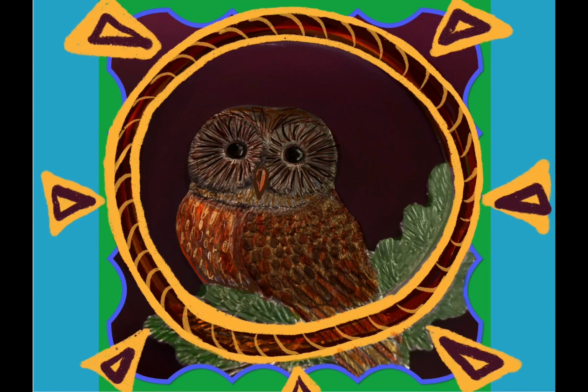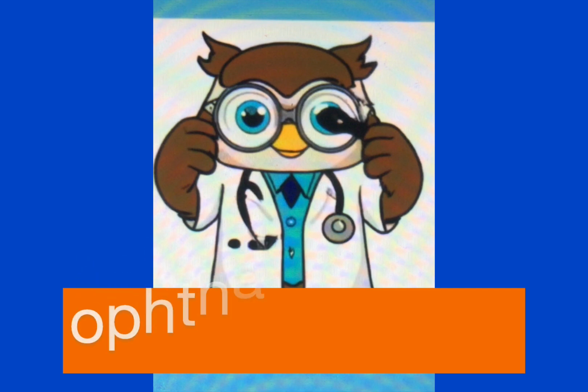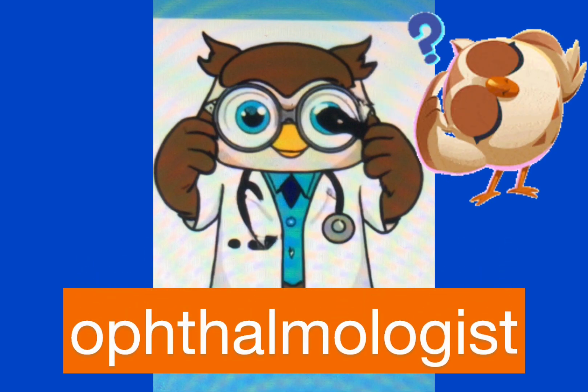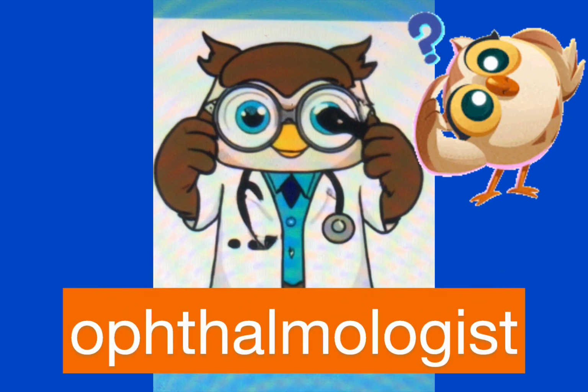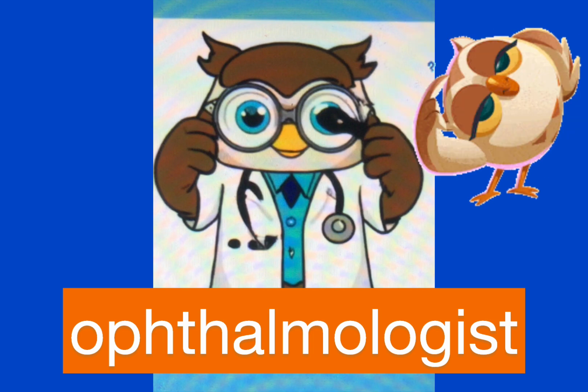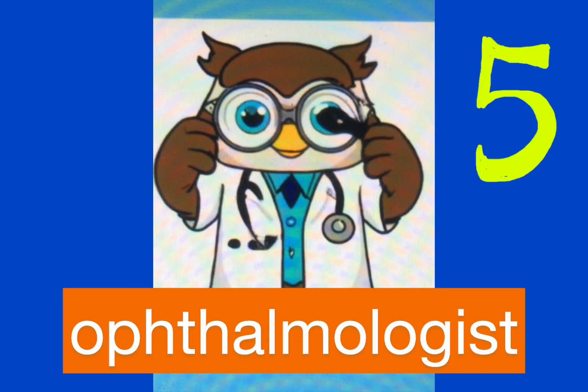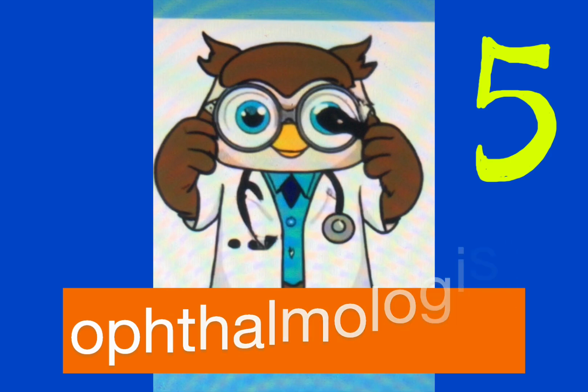Oh, this is an owl. And this is an ophthalmologist. How many syllables does that word have? Ophthalmologist. There are 5 syllables.